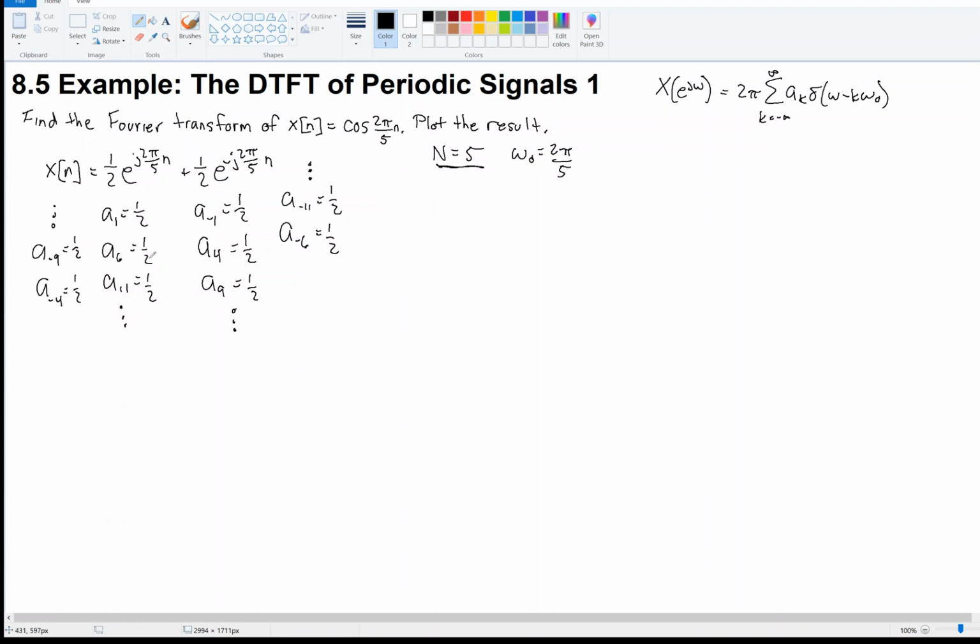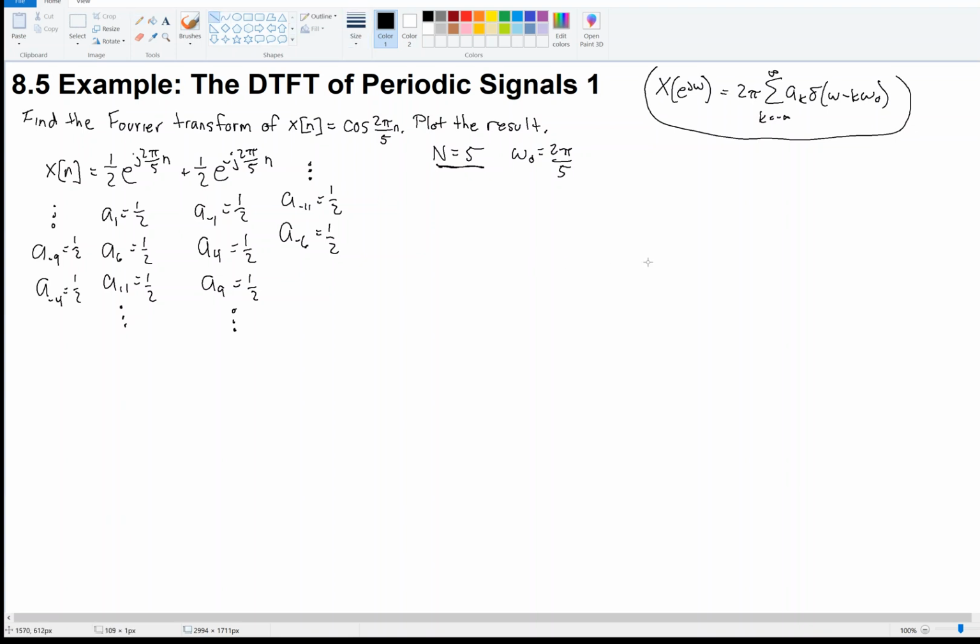So with the Fourier series coefficients specified, and with this formula, we've actually answered the first part of this question: find the Fourier transform of x. Well, here it is. It's right here. And we've got the a_k's. There it is. All right. So now the rest is to plot the results. So we're going to go ahead and plot that.